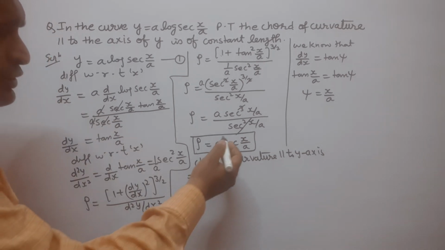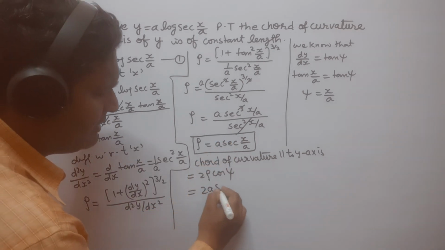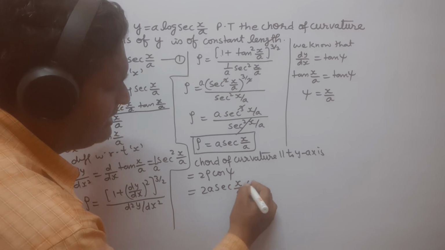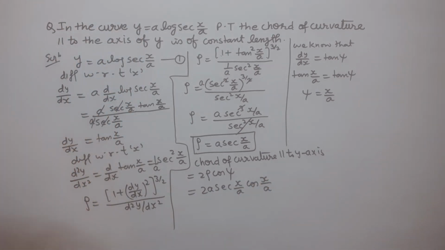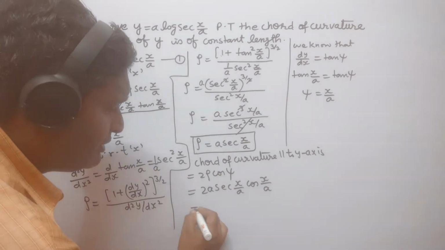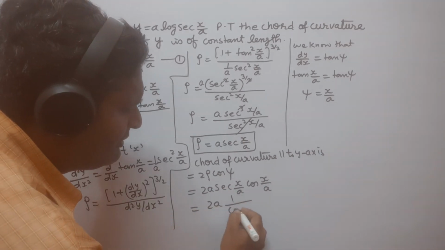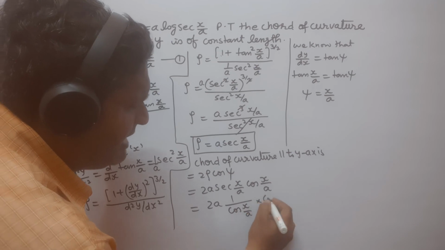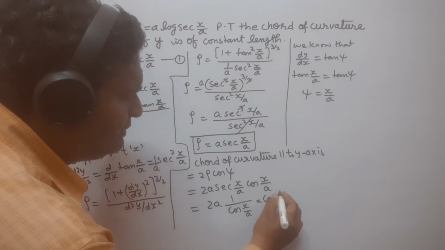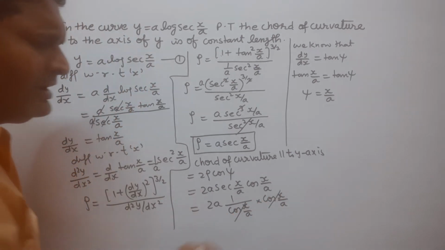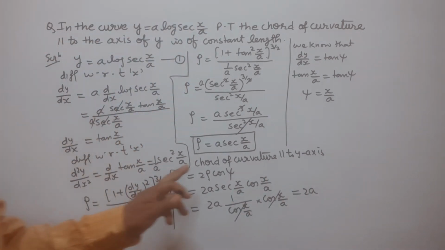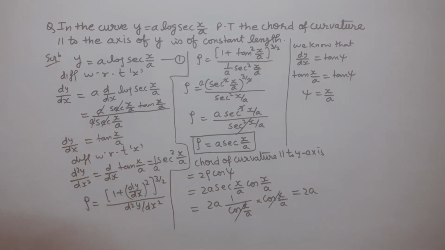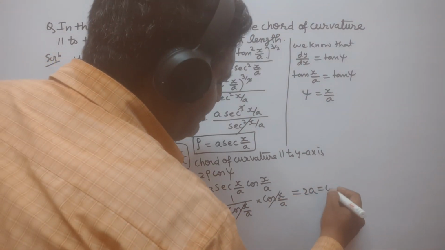So we put rho is equal to a sec x by a and cos psi is equal to cos x by a. Now this sec x by a can be written as 1 upon cos x by a, multiplied by cos x by a. So this cos x by a cancels with this one, so we get 2a. We can see here the chord of curvature parallel to y-axis is constant.